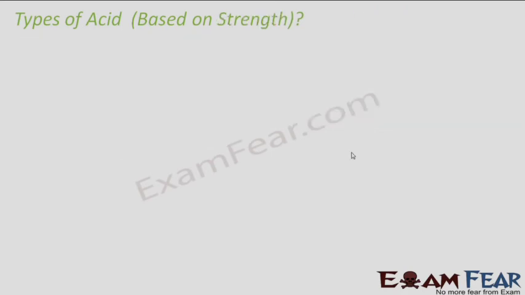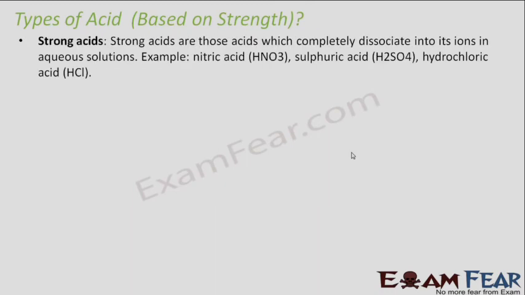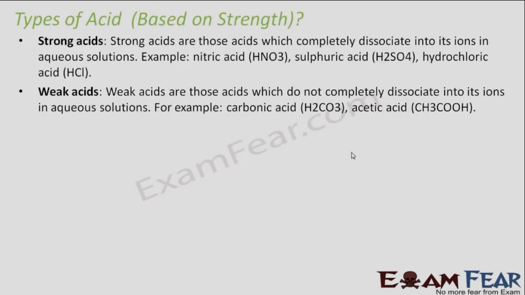Let's discuss types of acids based on strength. Based on strength, we have strong acids and weak acids. Strong acids are those acids which completely dissociate into ions in aqueous solution. Weak acids do not completely dissociate into ions in the aqueous solution. Strong acids are, for example, nitric acid, sulfuric acid, and hydrochloric acid. The weak acids are carbonic acid and acetic acid. So I have strong acids and I have weak acids.